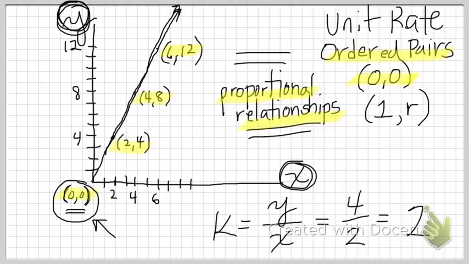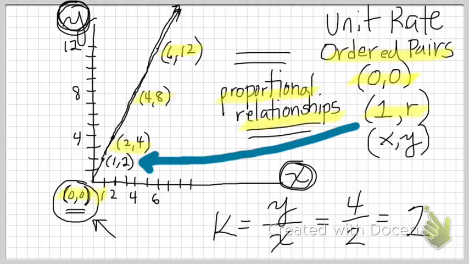Now the other significant point I wanted to remind you of is this point here, and that is 1, R. That is the place where x equals 1. Again, every time we write an ordered pair, we write it in the form of x, y. So where x equals 1, in this case, y equals 2. You can see that right there on our graph. What's very special about this point, where x equals 1, is that it represents our unit rate. That's our unit rate.